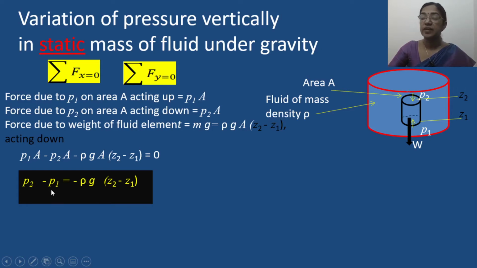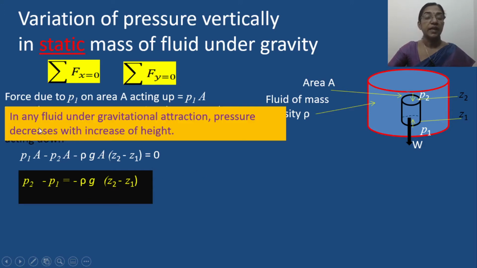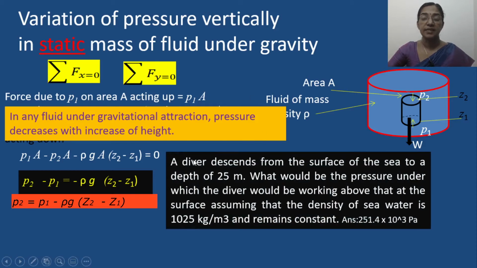So what is the significance? P2 minus P1 equals minus ρg into (Z2 minus Z1). That means when we are moving up, the pressure gets reduced. So in any fluid under gravitational attraction, pressure decreases with increase of height. If you are moving from Z1 to Z2, then the pressure gets reduced. To illustrate this, we can consider an example.